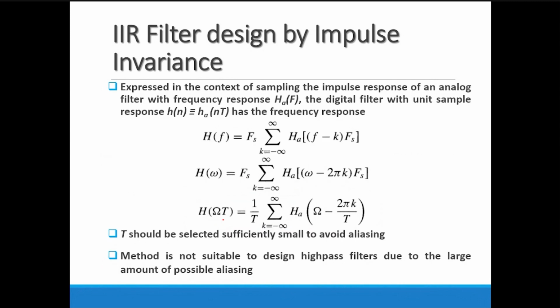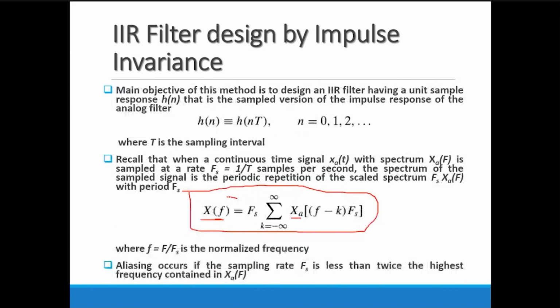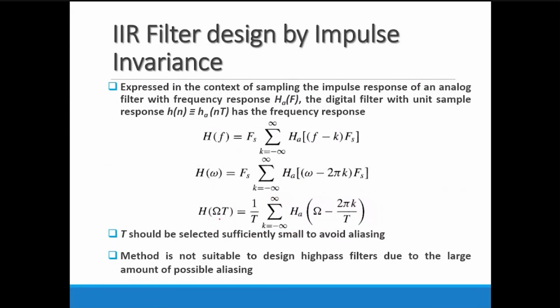Okay, so now expressed in the context of sampling the impulse response. Now the same equation I'm using, but here instead of x_a, which represents the signal, we relate this with our impulse response, so I am writing h only. Expressed in the context of sampling the impulse response of an analog filter with frequency response H_a(f), the digital filter with unit sample response h(n) is equal to h_a(nT), and has the frequency response. So the same equation, but in terms of impulse response.